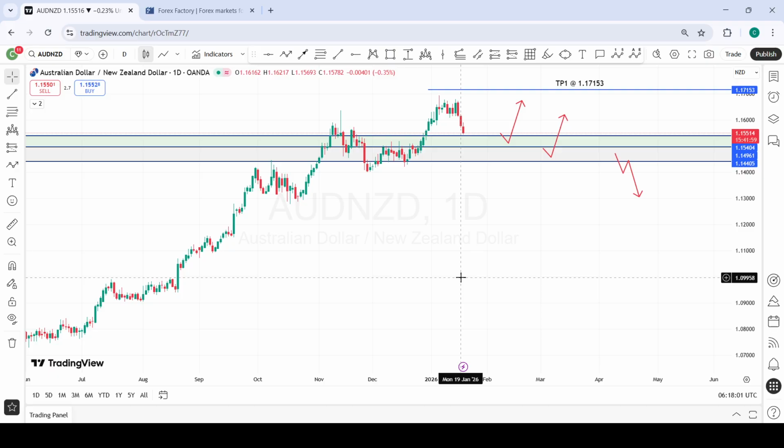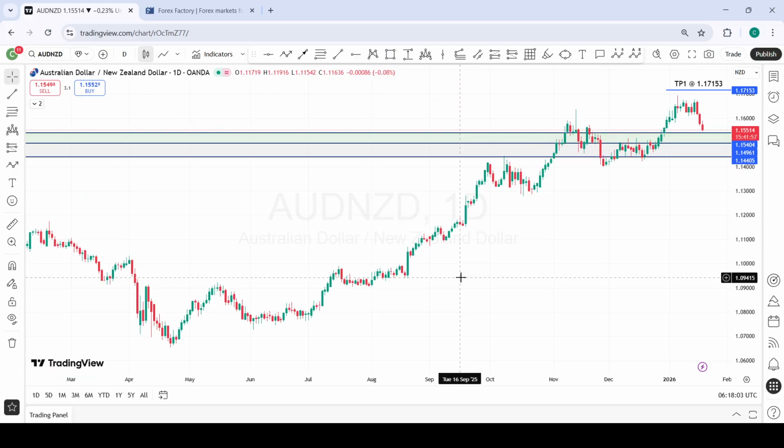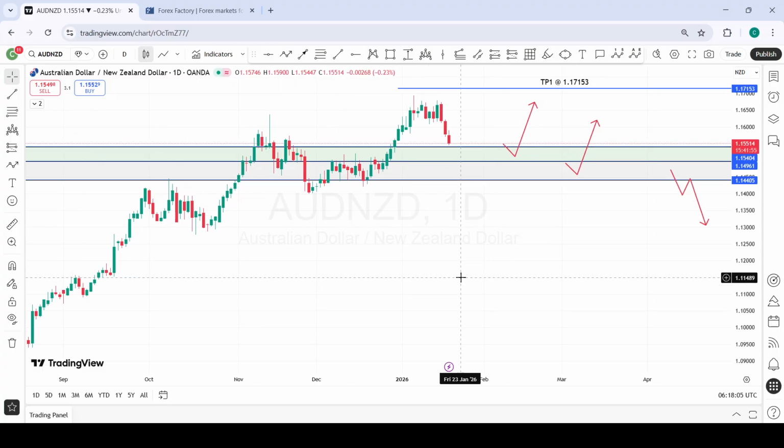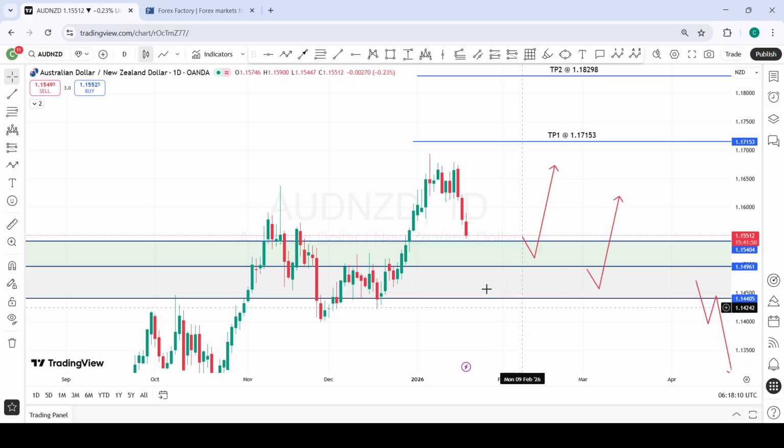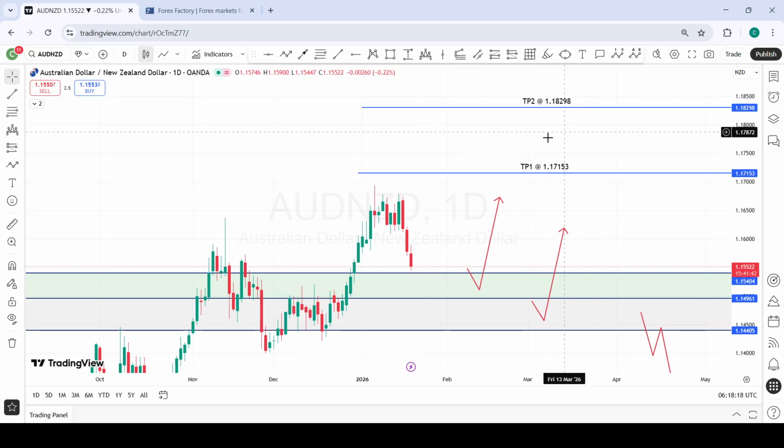We also have here AUDNZD. AUDNZD is bullish, and now currently price is pulling back to the area of interest to look for buying opportunities to the upside. Should price pull back to this very first zone and give us buying confirmations, we look forward to buy to these various TPs we have above.